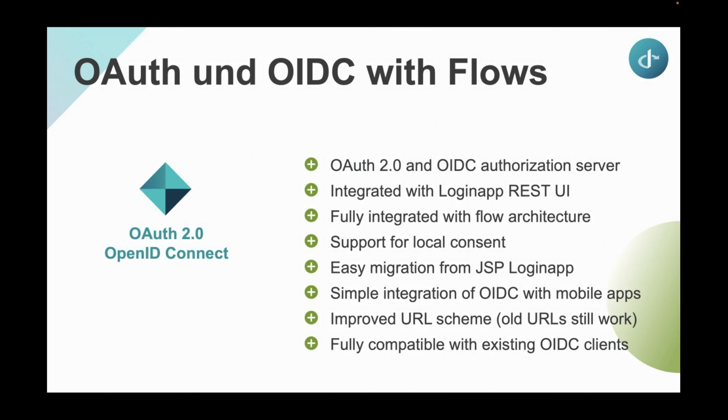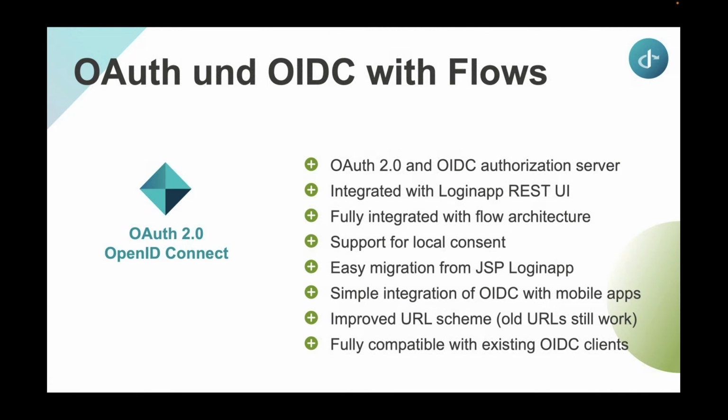Well, you have OAuth 2.0 and OpenID Connect authorization server. It's integrated with the UI, and you can take advantage of everything the Flow architecture has to offer. We're also supporting local consents, meaning the UI where a user can accept scopes or not accept scopes and make his consent felt. We're also supporting a rather easy migration from the old JSP-Loginapp. So it's very simple, for example, to integrate OpenID Connect or OAuth with mobile applications.